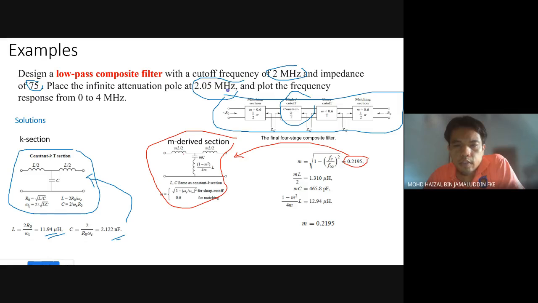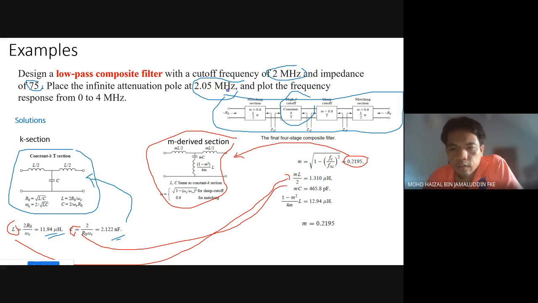So you just include it. You already know the value of L here and C, so you just include here, and you got the mL over 2, mL over 2, mC, and 1 minus m to the power of 2 divided by 4mL. So this is the value of m.